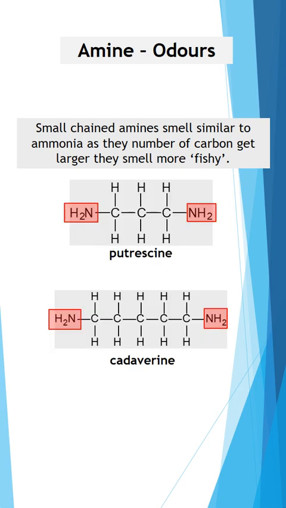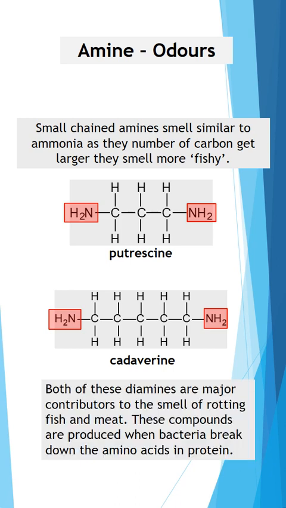So we get this chemical called putrescine, which has an amine on the first carbon and an amine on the second carbon. So you could call it propan-1,3-diamine, and we get this molecule, and we get cadaverine, which is 5 carbons with 2 amines. Now they are actually both major contributors to the smell of rotting fish and meat. These compounds are produced when we break down proteins and amino acids, the amino acids in protein.